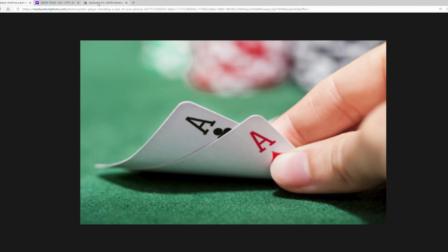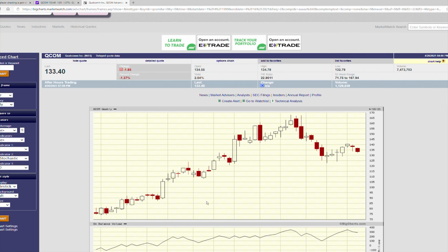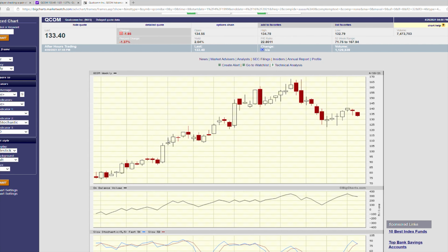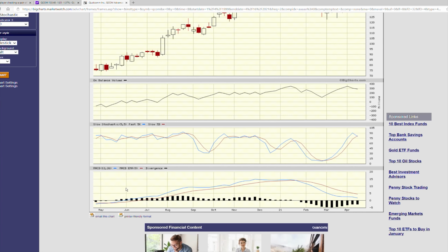I go straight to the charts. Oops, sorry about that. There we go. When I go to the charts, I like using the 1-year weekly charts, and I like to use several indicators. I like to use the on-balance volume. I also like to use slow stochastics, and I also like to use the MACD histogram.